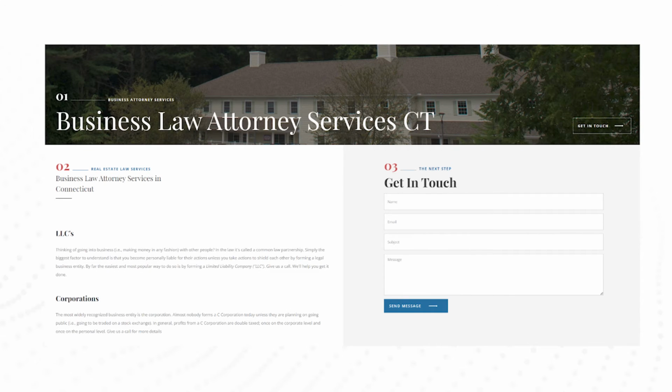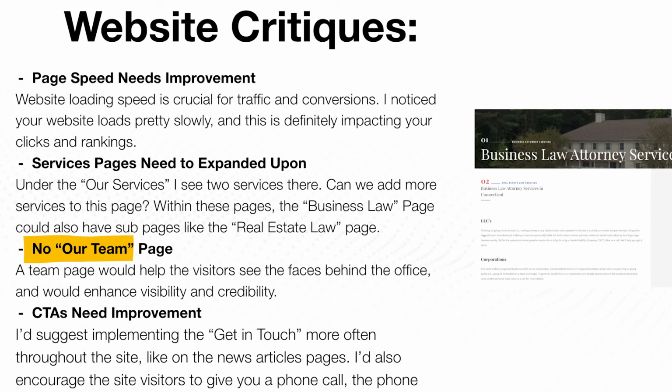So in this example, you could see one keyword might be business law attorney services CT. Each service page that you make really should have its own big heading like that, where you talk about that specific service, and then you have the opportunity to pull up when somebody searches business law attorney services CT. And that's why these pages need to be expanded upon, because they are so important for SEO as well as the site visitors' impression.